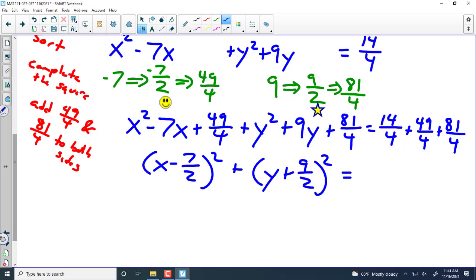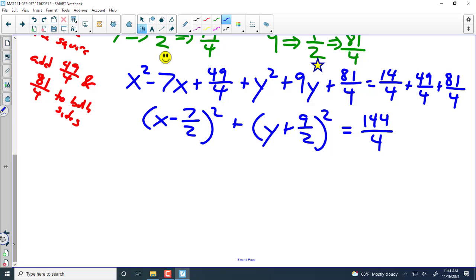And over on this side, I have 14/4 plus 49/4 plus 81/4. This is exactly why we keep our fractions the way we did, because I can add those fractions. I can do 14 plus 49 plus 81, and I get 144 over 4. What is 144 over 4? 36. Isn't that convenient for us?